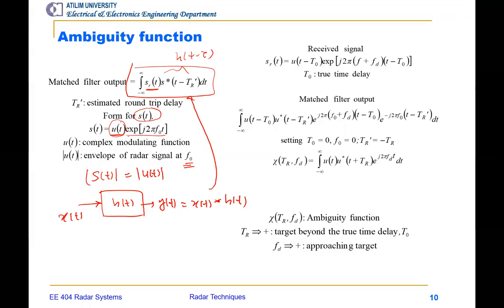So we transmit this s(t), and then get the received signal, which is going to be the shifted version of the transmitted signal by t0, which is the true time delay to the target. Okay, and TR prime is the estimation. Not the difference. TR prime is the estimated round trip delay. T0 is the true round trip delay.